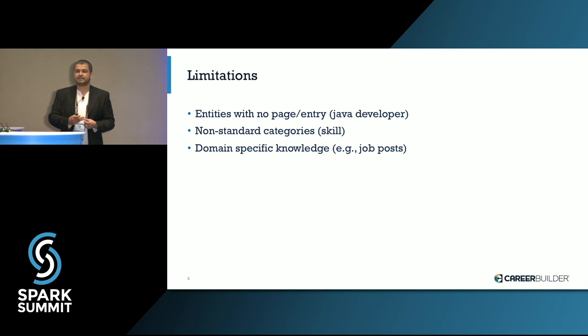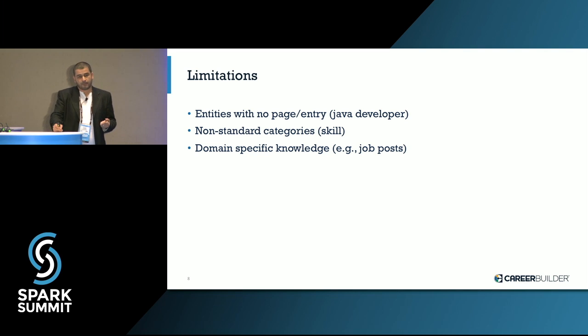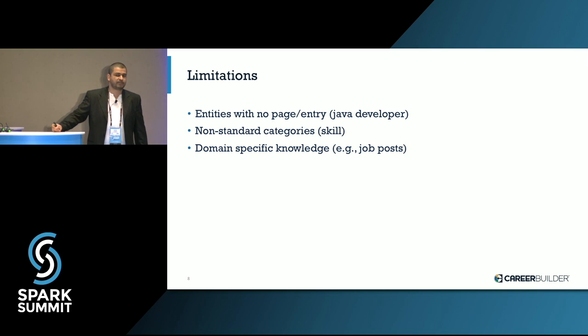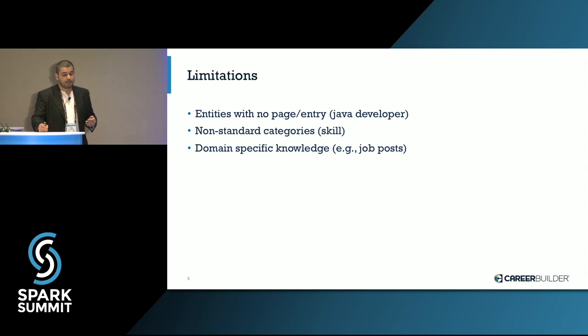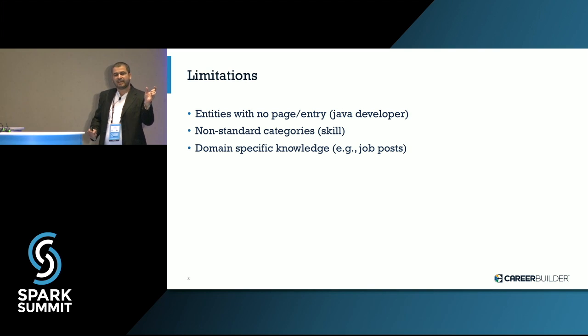So why can't we definitely go ahead and apply any of those existing techniques? The first limitation is, how about if you have an entity that doesn't have a page on Wikipedia? An example, Java developer. Maybe you'll be kind of surprised now. Oh, Java developer doesn't exist on Wikipedia. Yes, Java developer as a page or an article doesn't exist on Wikipedia. So if I rely on Wikipedia and I got an entity Java developer, which is a very common query that we receive every day, I cannot tell what that simple entity is.